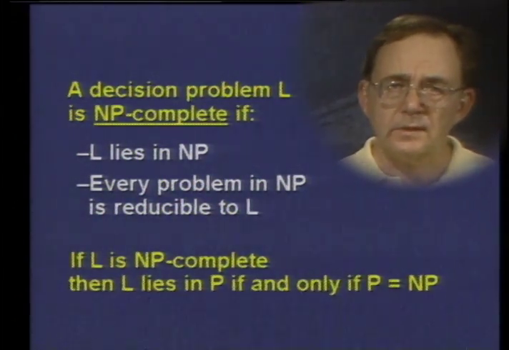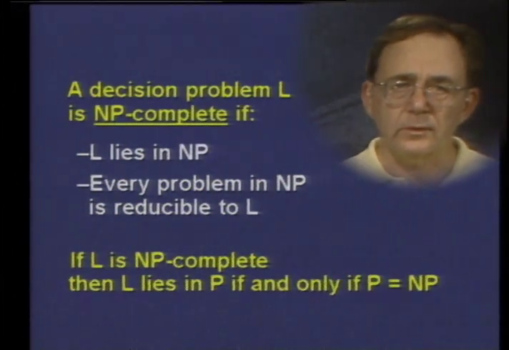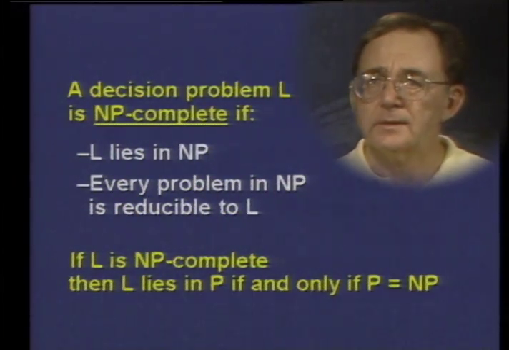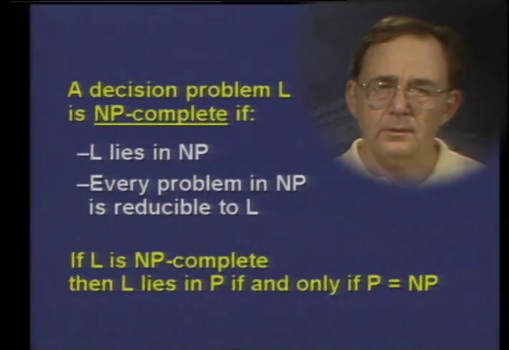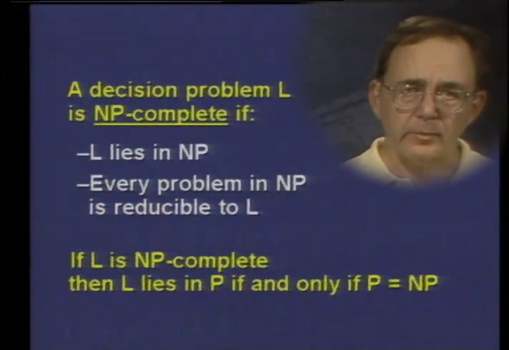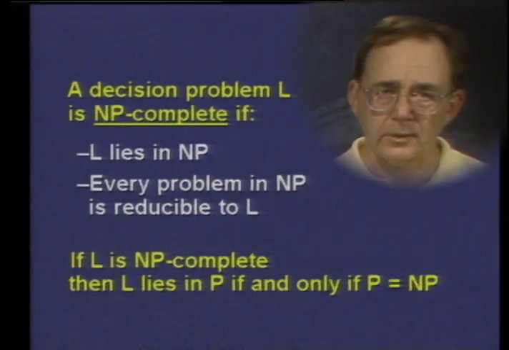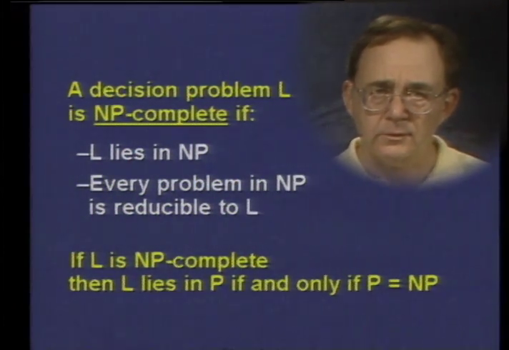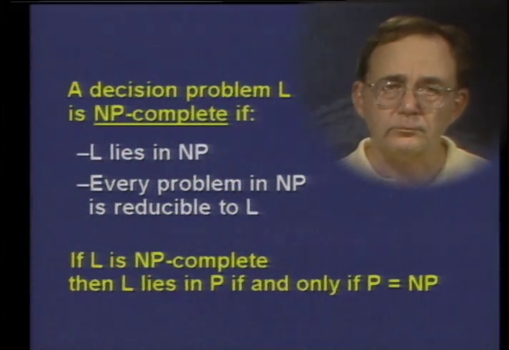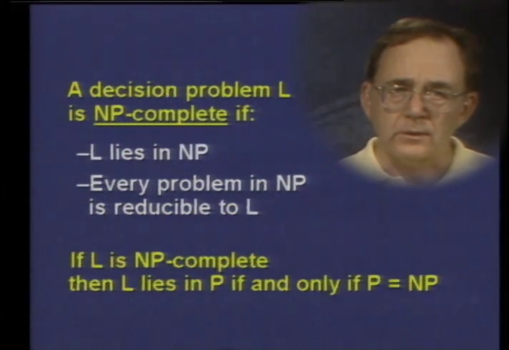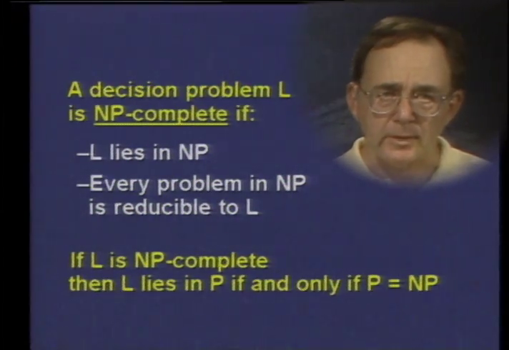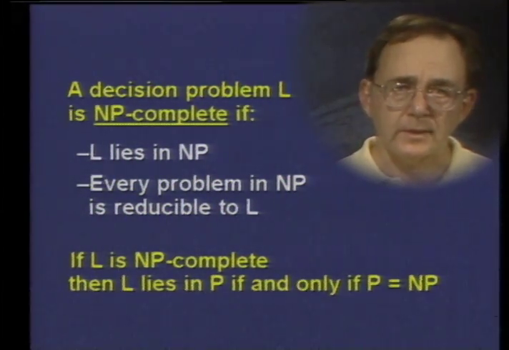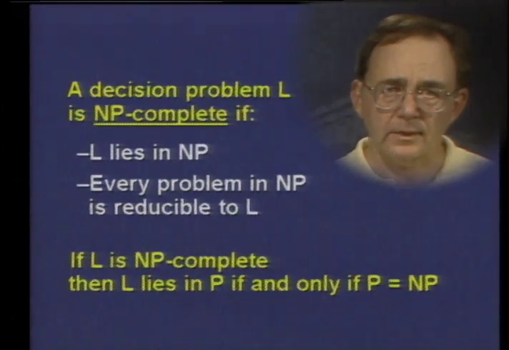A decision problem L is said to be NP-complete if, first of all, it lies in the class NP, and secondly, L is such a general problem that every problem in NP is reducible to L. Every problem in NP can be converted or re-encoded or transformed to the problem L. So the NP-complete problems are the richest or most general or most universal problems in the class, and hence the most likely candidates to be the hardest problems in the class.